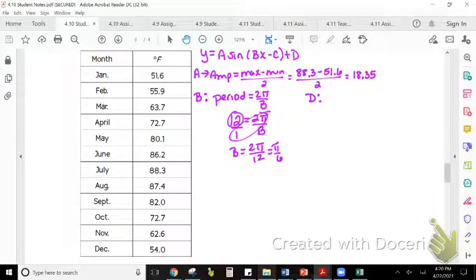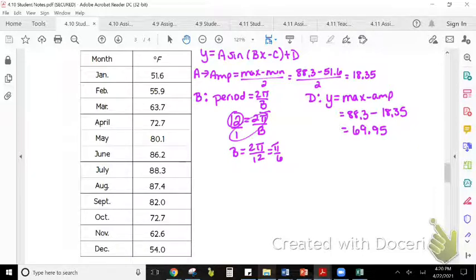D, remember, is that midline. And so it's always an equation, so it's y equals, and we find it using our maximum minus our amplitude. So in this case, our maximum was the 88.3 minus our amplitude you found was 18.35. And so we subtract them, and we find our midline is at 69.95.